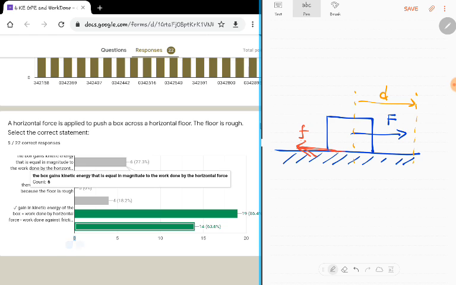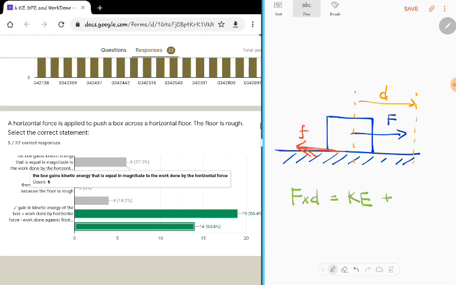Alright, let's go through the options here. Number one, the box gains kinetic energy that's equal in magnitude to the work done by the horizontal force. So if you look at the conversion of the energy from the work done here, let's write it down. We have the source of the energy, which is the force times distance, that's the work done. If there's no frictional force, then there will be no work done against the frictional force. Then 100% of the work done will become the kinetic energy.